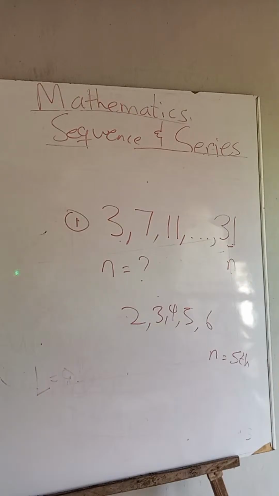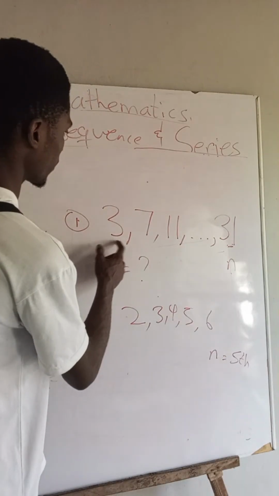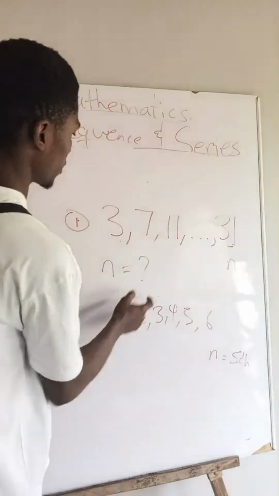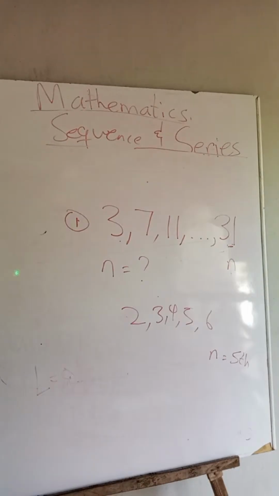Let's check it out here. Let me check it out again. So we have this, what's the difference between here? What's the difference between here? 5, right? Okay. Oh, it's 4. Yeah, it's 4. So the d is 4. The common difference is 4.